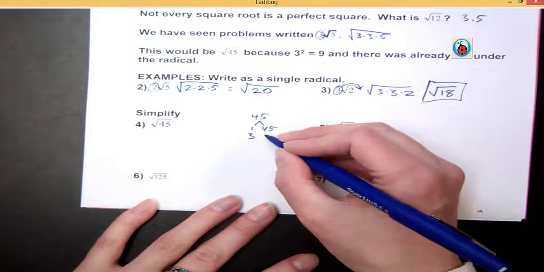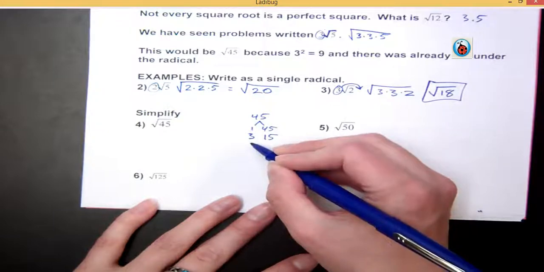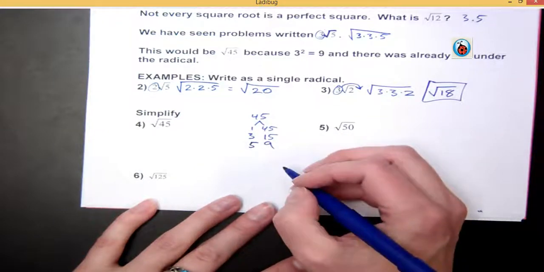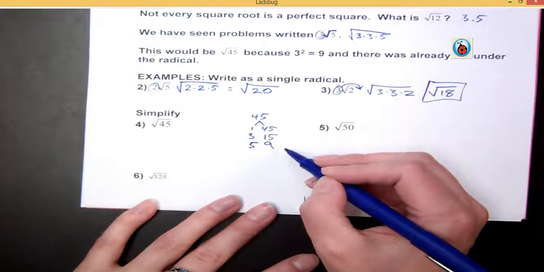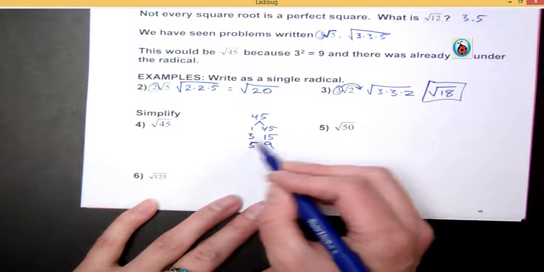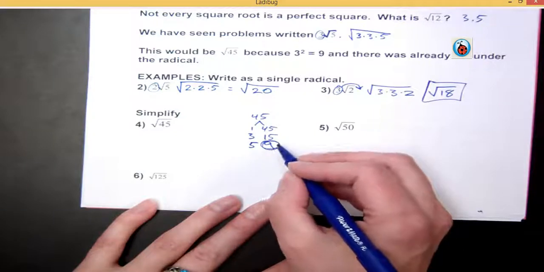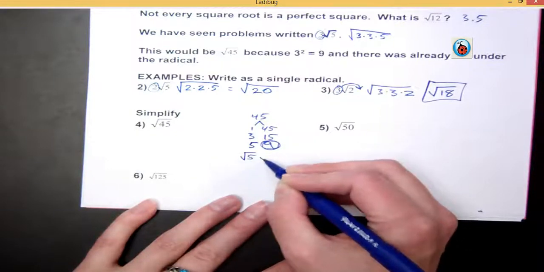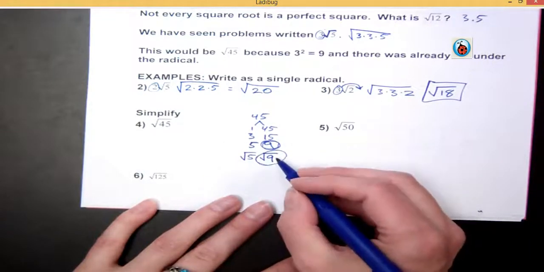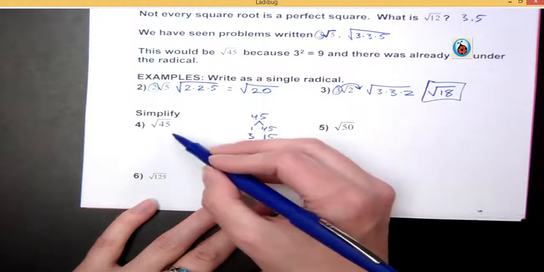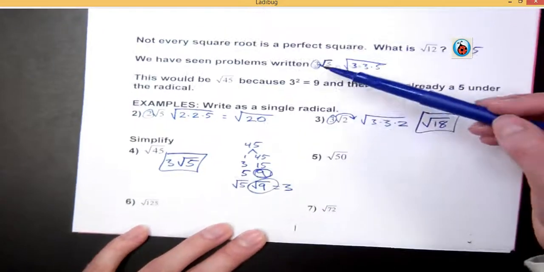and 15. 4 does not go into 45. 5 goes into 45 9 times. 6 doesn't go into it, 7 doesn't go into it. Those are all the ways to multiply to 45. And then we look, are any of these perfect squares? 9 is a perfect square. That lets me know that I have square root of 5 times square root of 9 inside the square root. I can solve square root of 9. I know that square root of 9 equals 3, and so I can write this as 3 root 5.